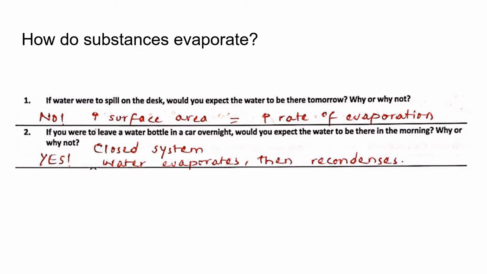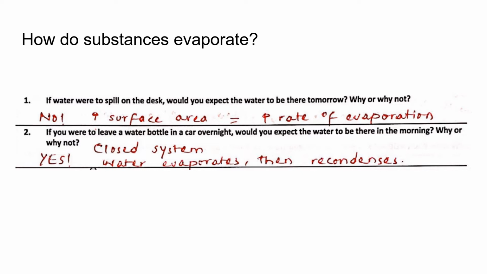And then we talked a little bit about how substances evaporate. We had these two questions to think about. The first was, if we leave water on the desk, we would not expect that water to be there in the morning, and that's because on the desk we have more surface area, so there would be more evaporation. However, if you leave a water bottle in your car, you would expect to see the water in that bottle when you return to your car the next morning.